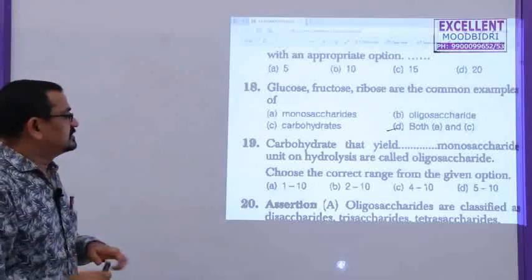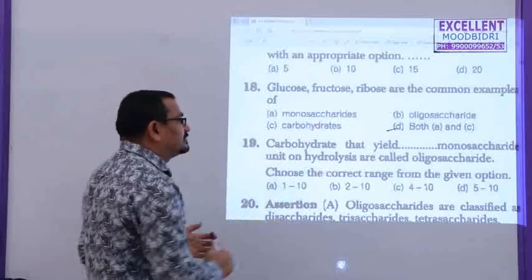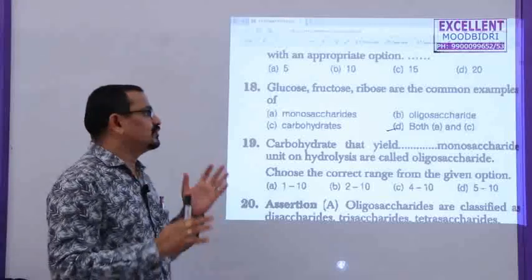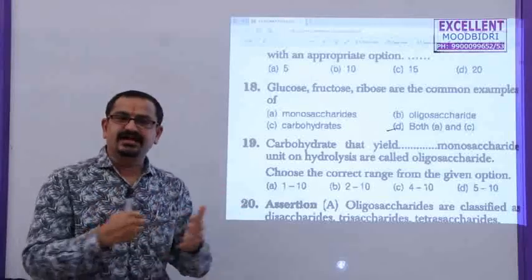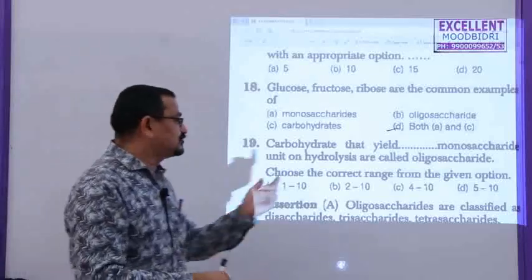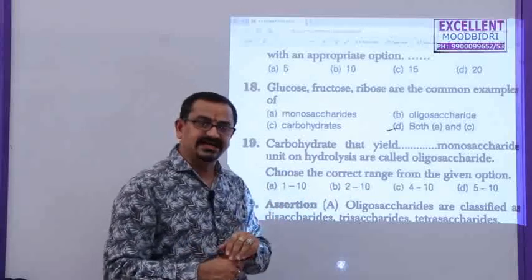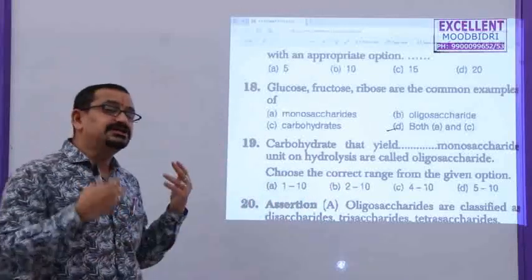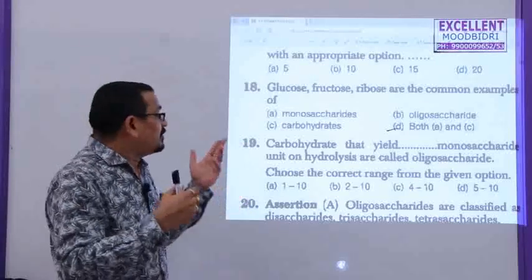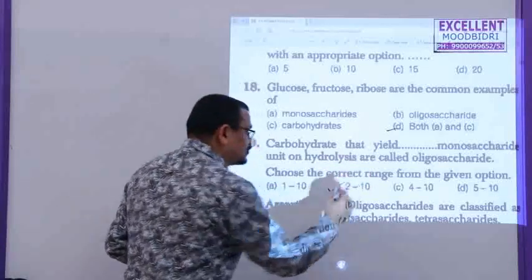And when it comes to the next question: carbohydrates that yield dash number of monosaccharide units on hydrolysis are called oligosaccharides. Monosaccharide means which cannot be further hydrolyzed into a simple carbohydrate. Those which can be hydrolyzed to give 2 to 10 simple carbohydrate units are called oligosaccharides, and those which give a large number of monosaccharide units on hydrolysis are called polysaccharides. So the correct option for oligosaccharide is 2 to 10.